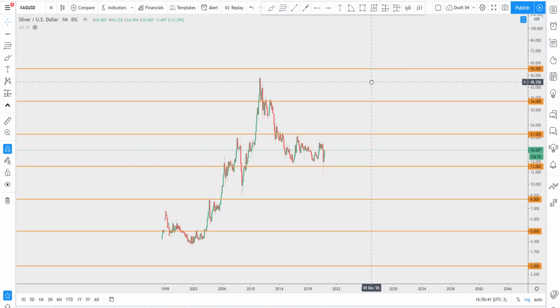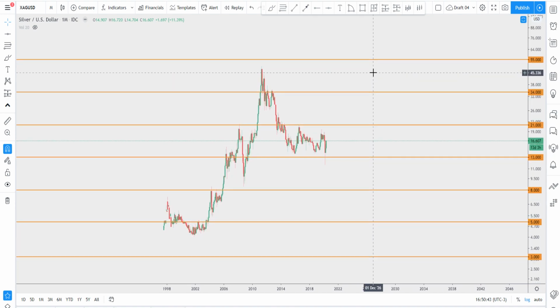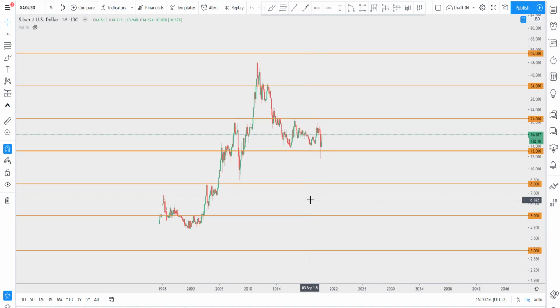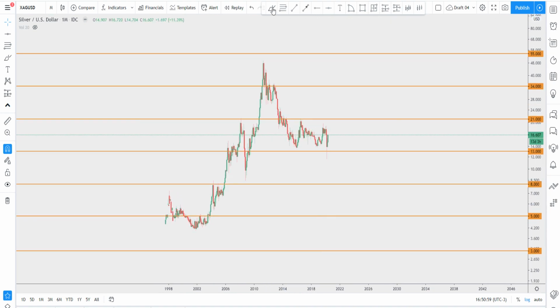Okay, so this is my first analysis on silver, and this is from A to Z. And before going to the last action, let's go to our past. So first things first here.